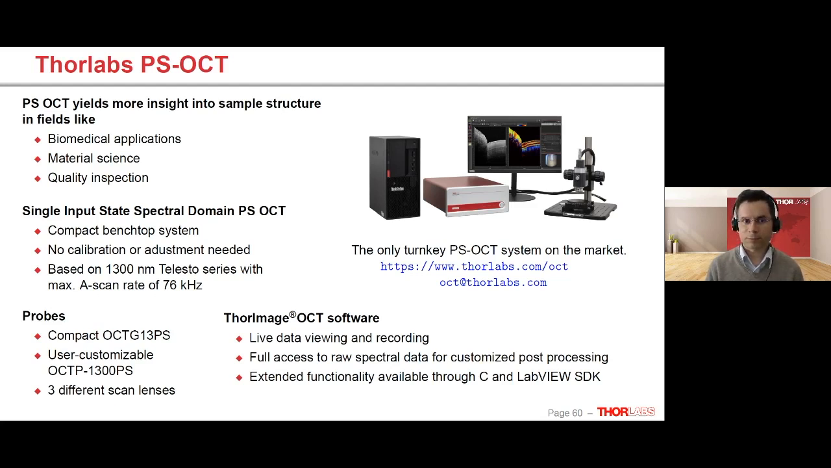Musa asked, what image quality can PS-OCT provide in terms of dynamic range and peak SNR? So that's really dependent on the A-scan rate, and it's comparable to our standard Telesto systems. So for the slowest A-scan rate, that is 5.5 kilohertz, it's 109 decibels sensitivity, and for the fastest, that's 94 decibels.